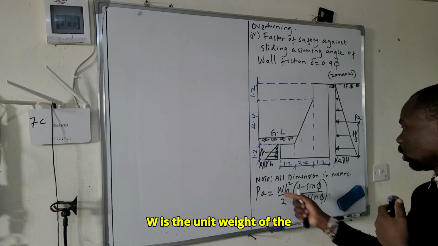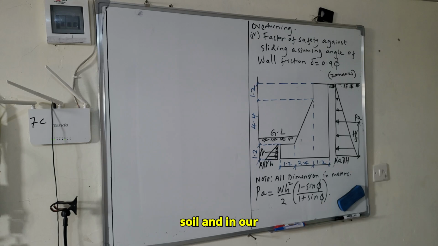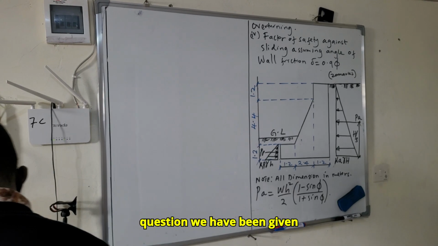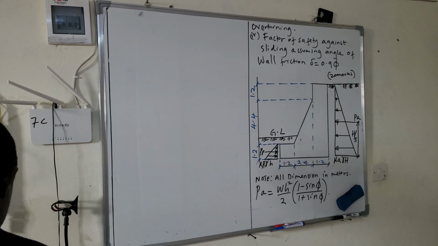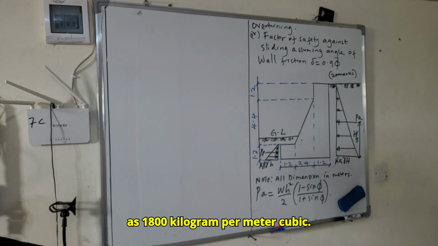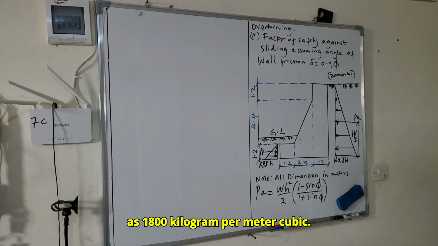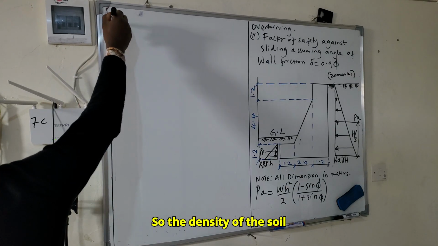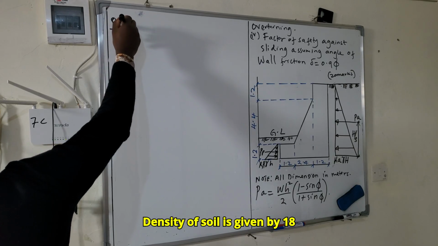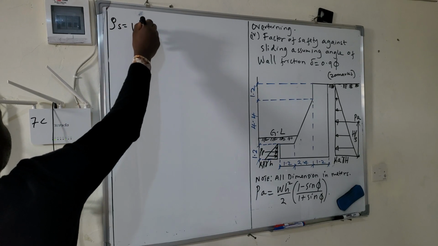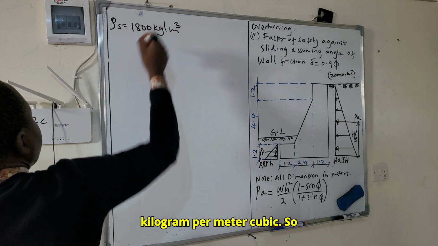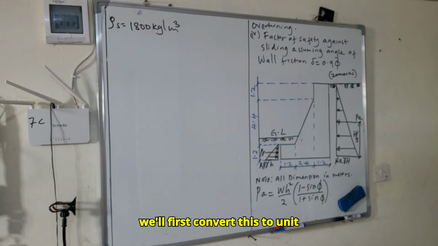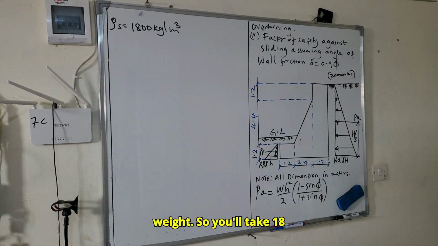W is the unit weight of the soil, and in our question we have been given the density of the soil as 1800 kilogram per meter cubic. So the density of soil is given by 1800 kilogram per meter cubic. We'll first convert this to unit weight.